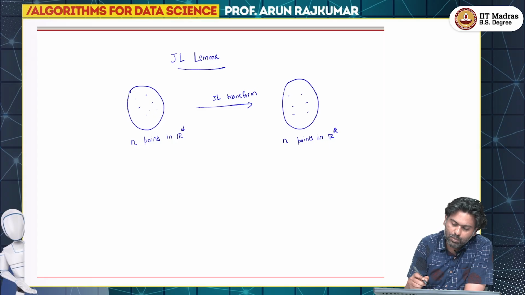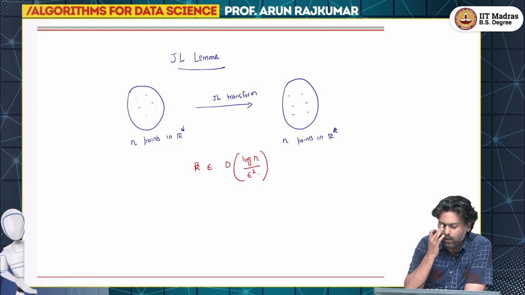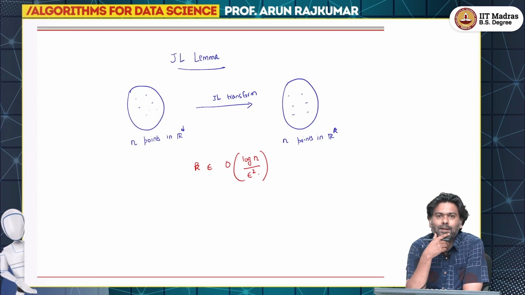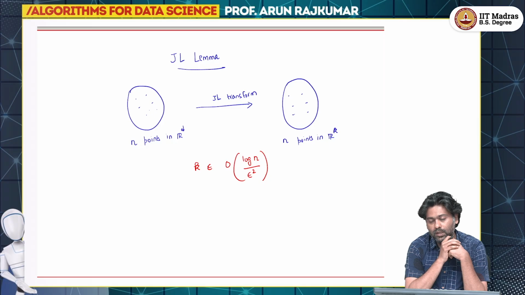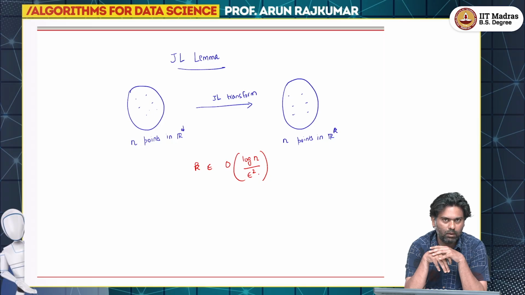One of the important things was that this happens with k being something like log n divided by epsilon squared, where n is the original number of data points and epsilon is the accuracy to which you want to preserve pairwise distances. So this is the JL lemma that we have already seen in detail.